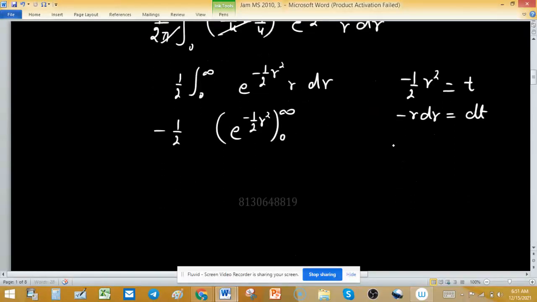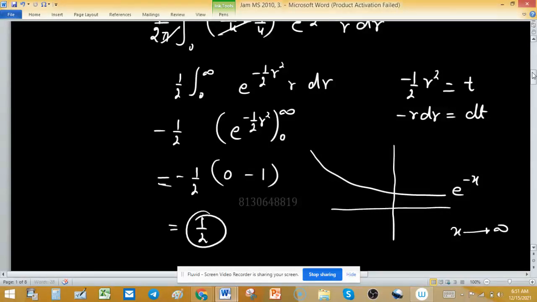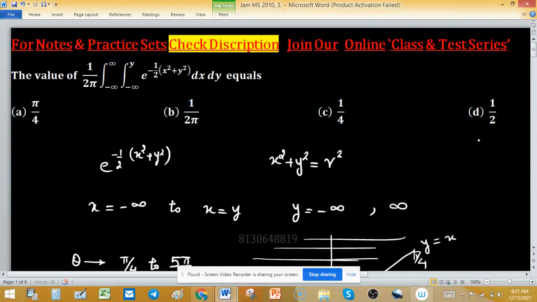You know very well the graph of e raised to the power minus x. This is the graph of e raised to the power minus x. As x tends to infinity, this graph goes to 0, and when x tends to 0, the graph reaches 1. So minus half, and the half was outside. So finally we have 1 upon 2 as the final answer. According to this, option D will be the correct option.